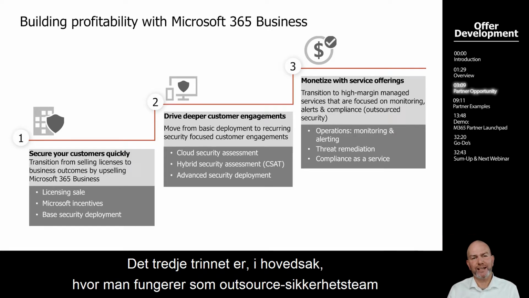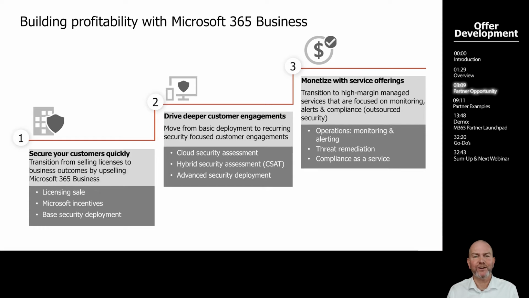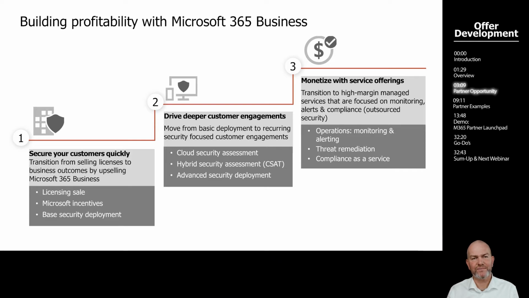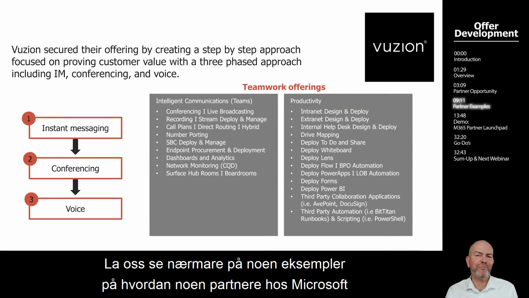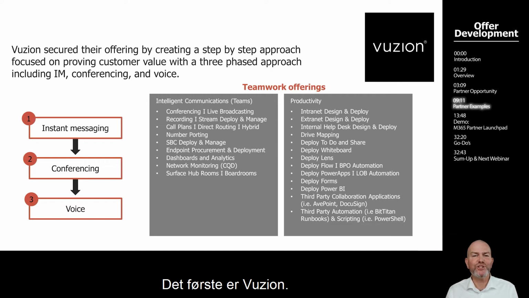The third step is essentially where you act as an outsourced security team and perform services that are usually done by a security team: monitoring, alerting, remediation, and compliance services. Let's take a look at some examples of how some Microsoft partners have increased their revenue by creating a managed service offering. This first one is Vusion.